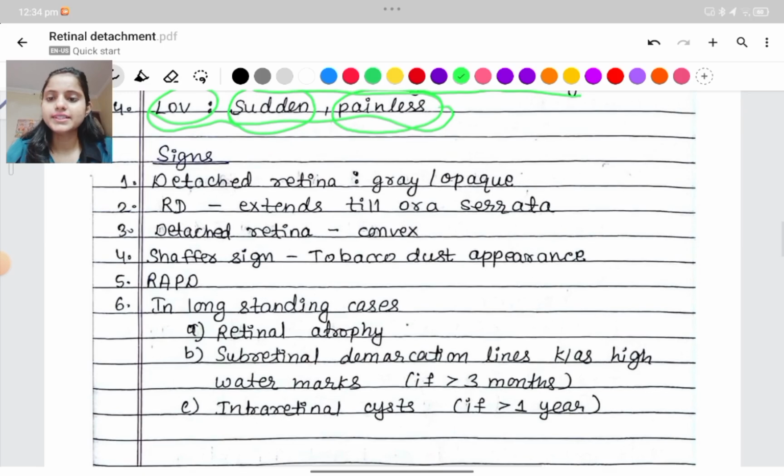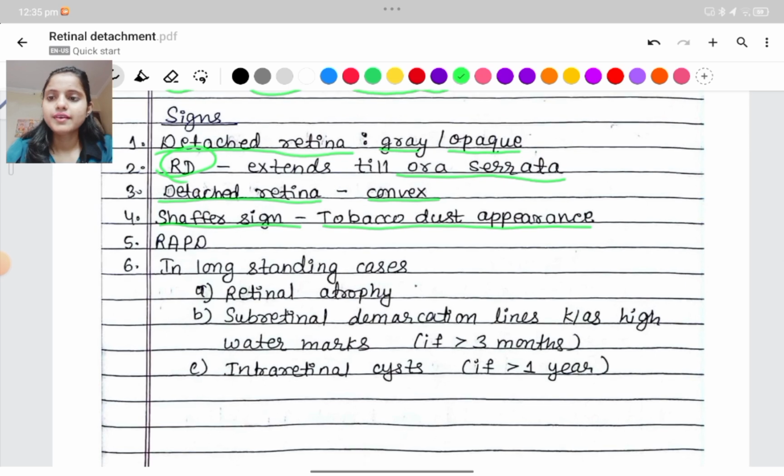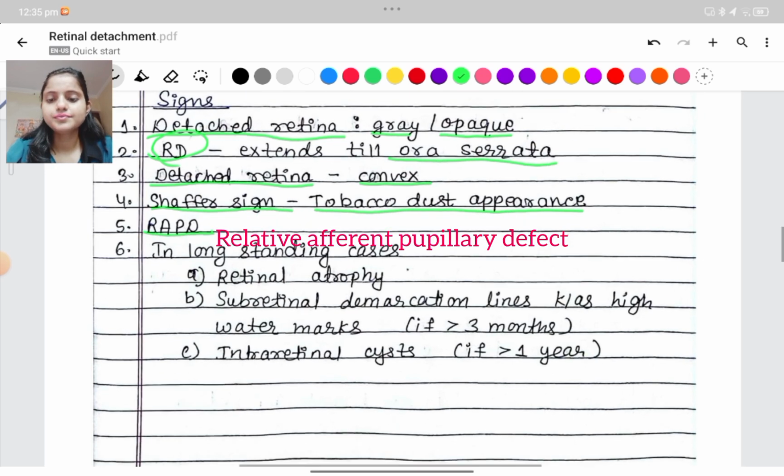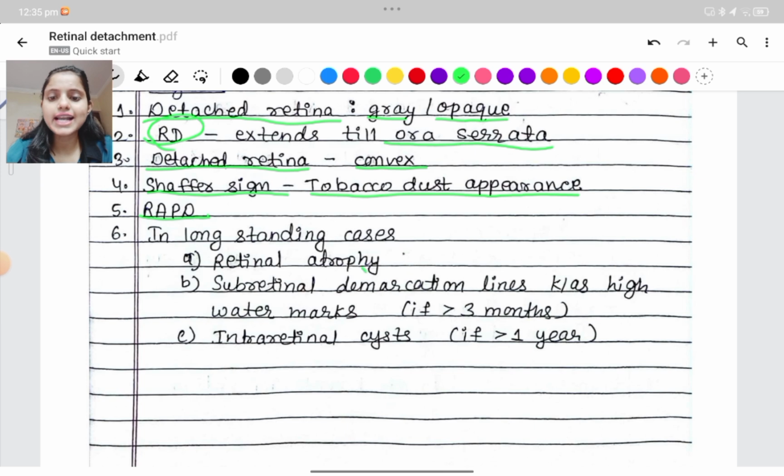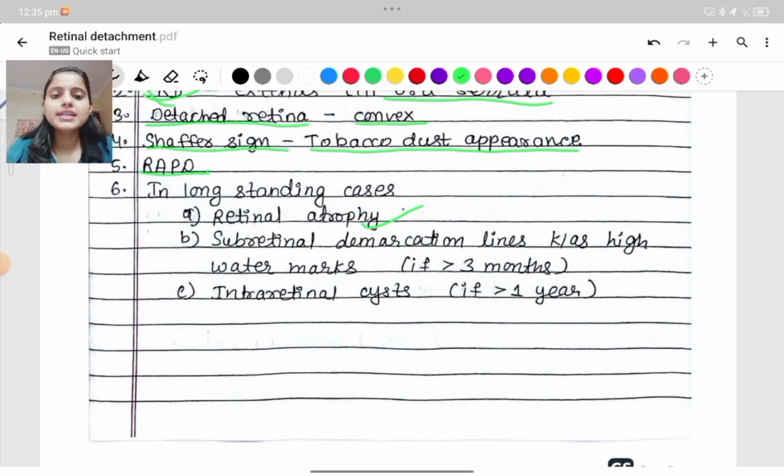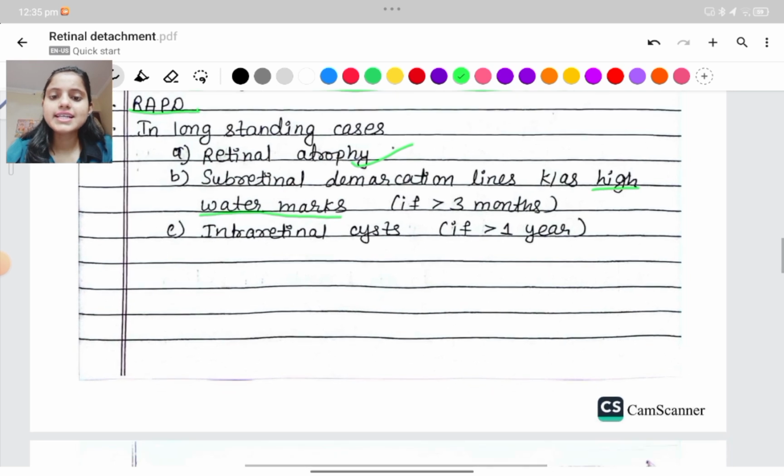Signs of retinal detachment. The detached retina will appear grey and opaque. Retinal detachment extends up to the ora serrata. The detached retina will look convex. Shafer's sign: there will be a tobacco dust appearance. Relative afferent pupillary defect. In long-standing cases, there may be retinal atrophy, subretinal demarcation lines known as high water marks, and intraretinal cysts in long-standing cases, after 3 months to 1 year.